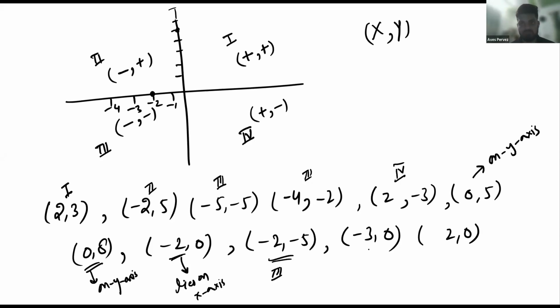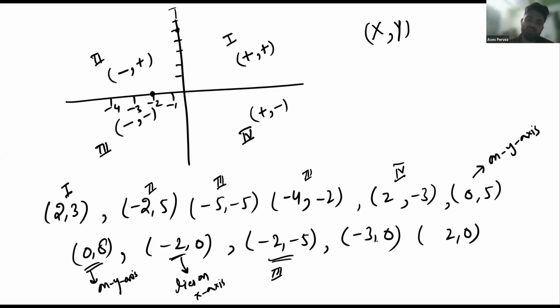This one lies on the x-axis. Yes, it will lie on the x-axis because the x value is given. If y is given, then it will lie on the y-axis. The coordinate which is given will lie on that axis. If x is given and y is 0, then it will lie on the x-axis. If y is given but x is 0, then it will lie on the y-axis.